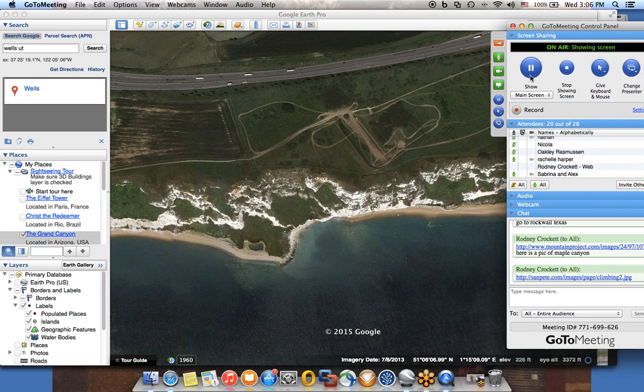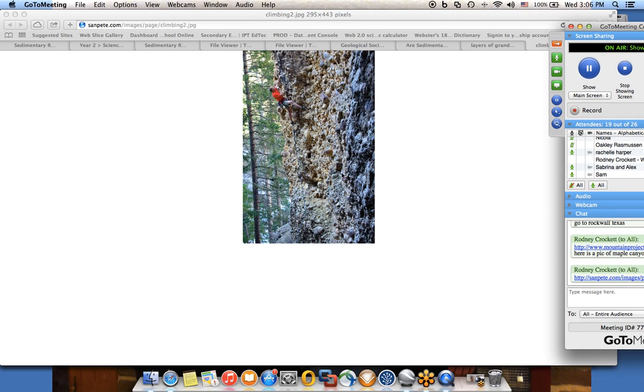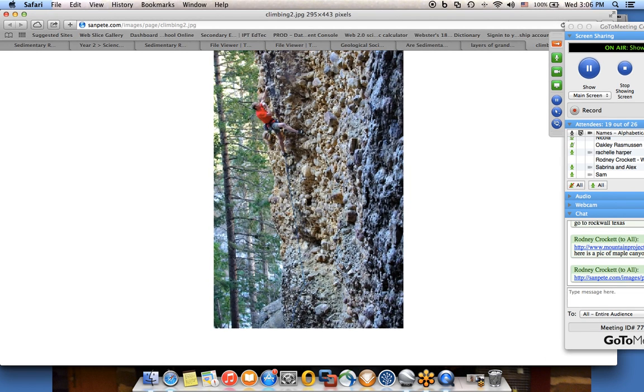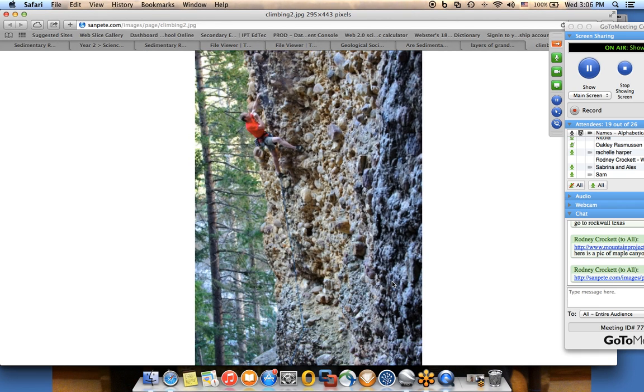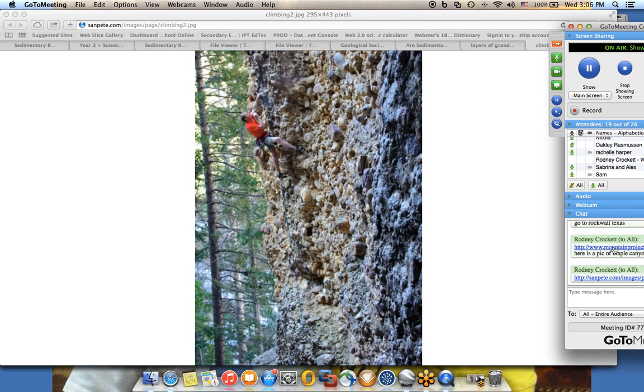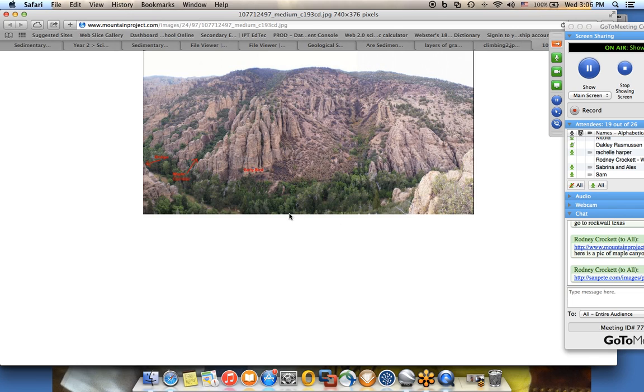Great questions. Okay, here let's see some pictures of rock climbing. Wow. See this picture here. That is too close. But what type of rock would this be? What would you call this? And let's see this other one. Okay, so this is Maple Canyon.